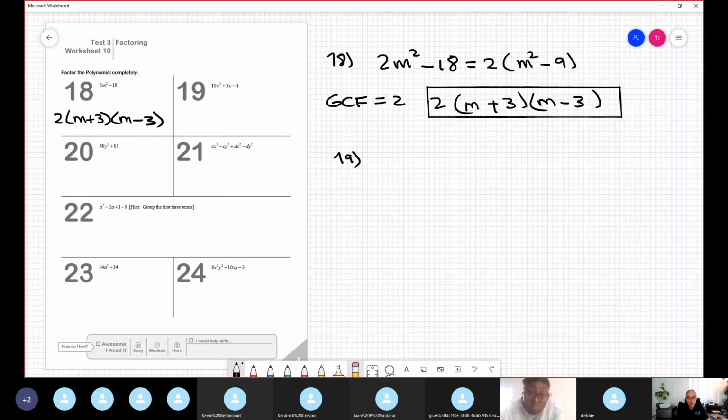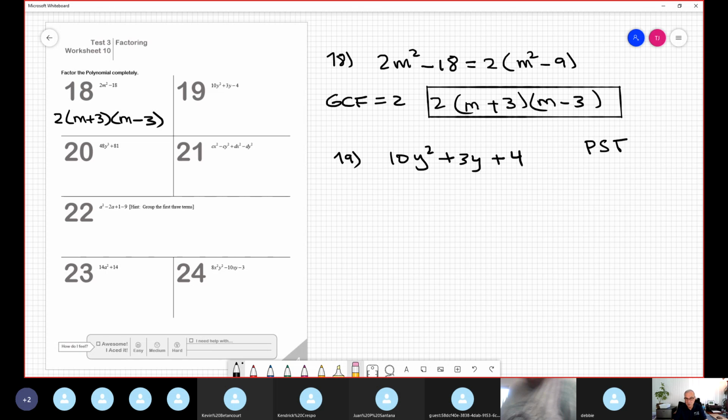Number 19. Now, this is like a miscellaneous problem. It's 10y squared plus 3y plus 4. Wow, this is special, no? Not regular, because the coefficient is 10. And 4 is a perfect square, but 10 no. So it's impossible to be a perfect square trinomial. And we have no GCF.